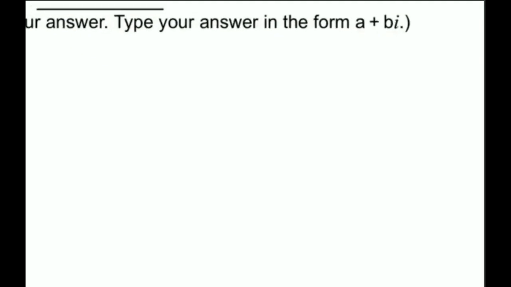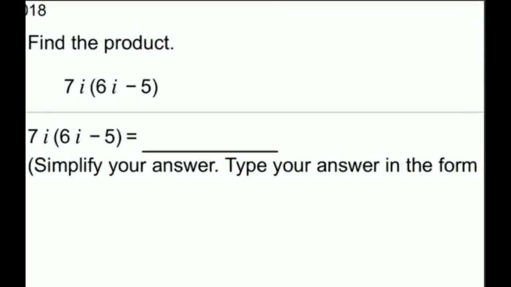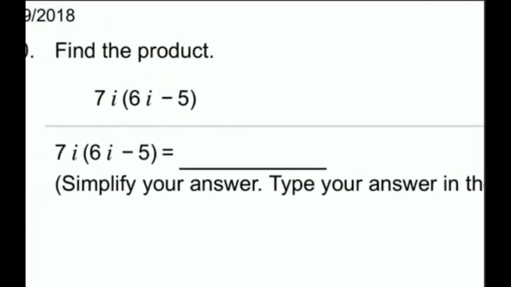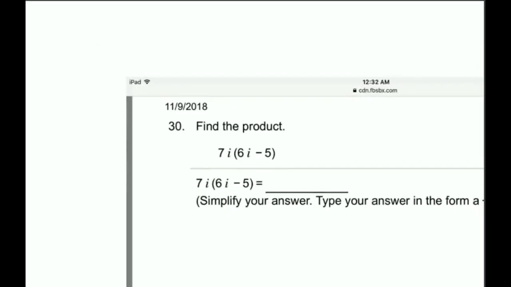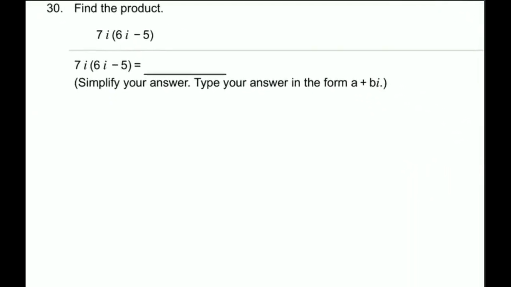So let's just zoom in first of all. What's happening? We're just going to distribute here, in this way, and we're going to multiply that out. That's all we're doing here. Now let's zoom back out and look at what we're doing. So we have 7i times 6i minus 5. We're simply distributing that 7i throughout there.